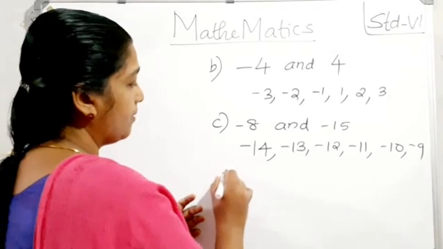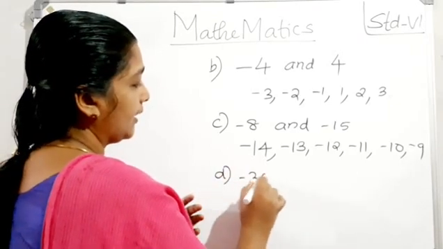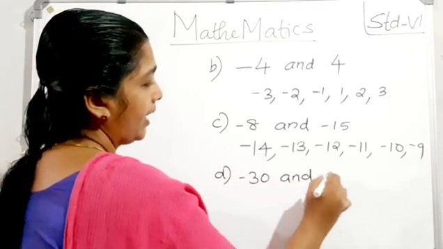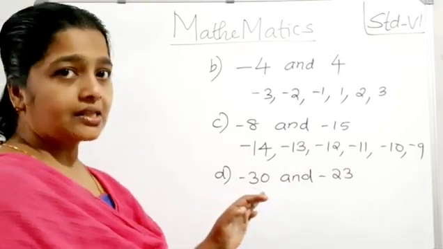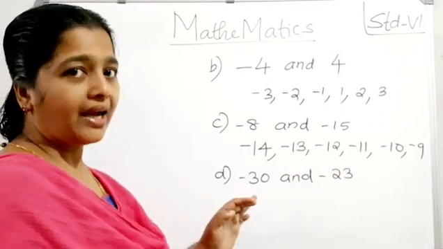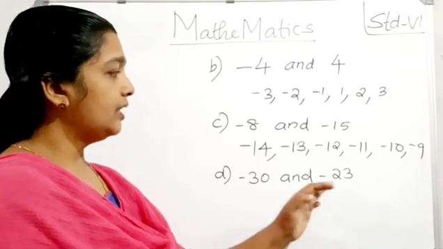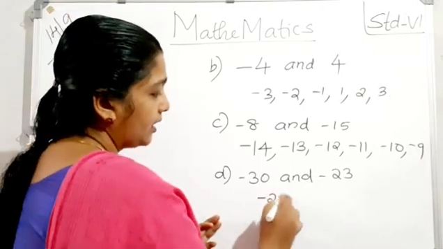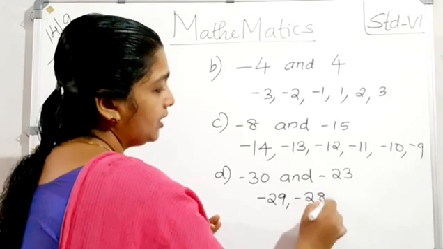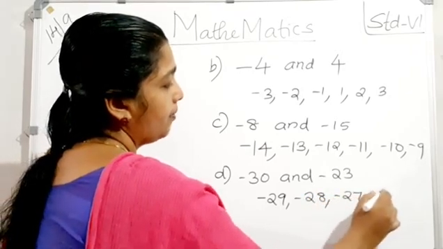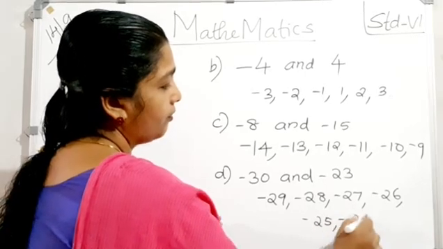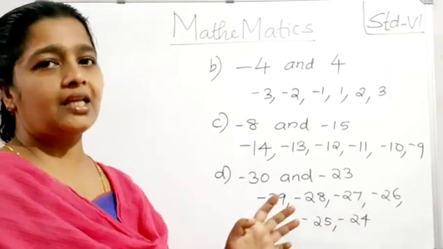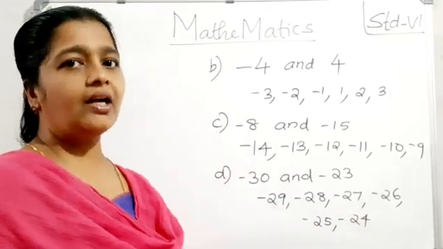Next one more question. Minus 30 and minus 23. Say the answer. First the smallest number. Minus 30 is the smallest here. Therefore between them: minus 29, minus 28, minus 27, minus 26, minus 25 and minus 24. So these are the increasing order between the given numbers.